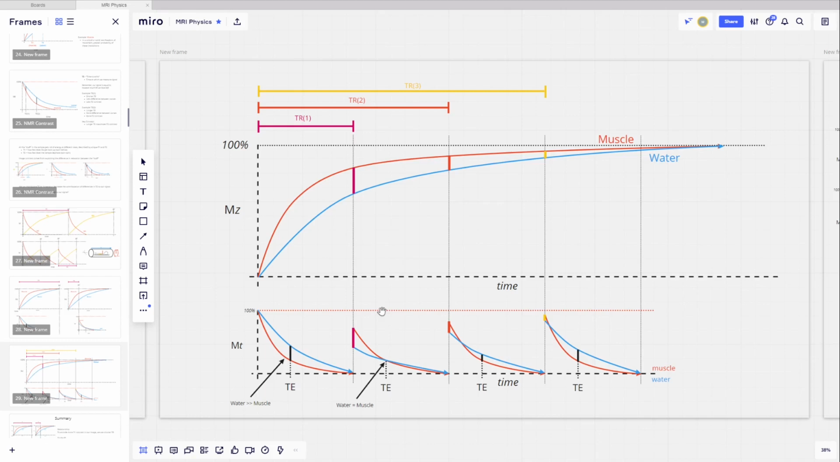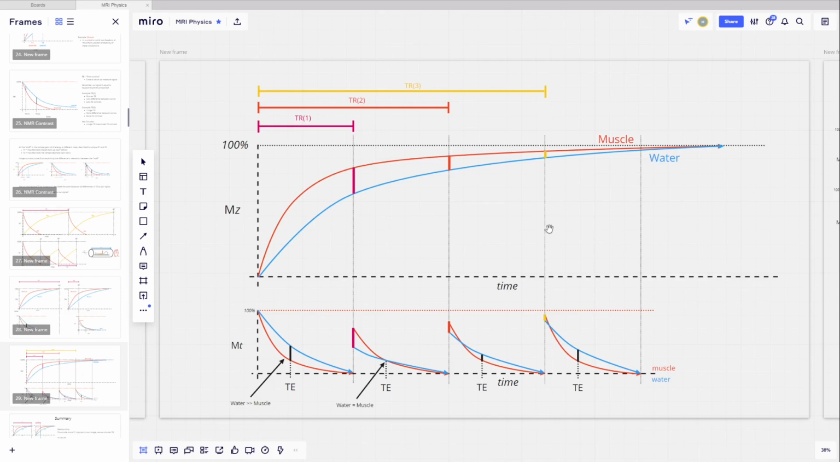Conversely, if we take a longer TR, we allow more time for this longitudinal magnetization to recover. When we apply our RF pulse again at this time point, most of the magnetization is recovered, which means we're starting higher up. We knock this down, and if we knock it down from here, that means the transverse magnetization is going to be starting from up here.